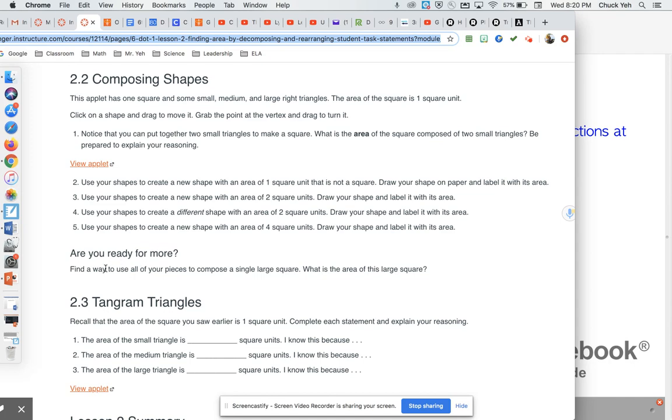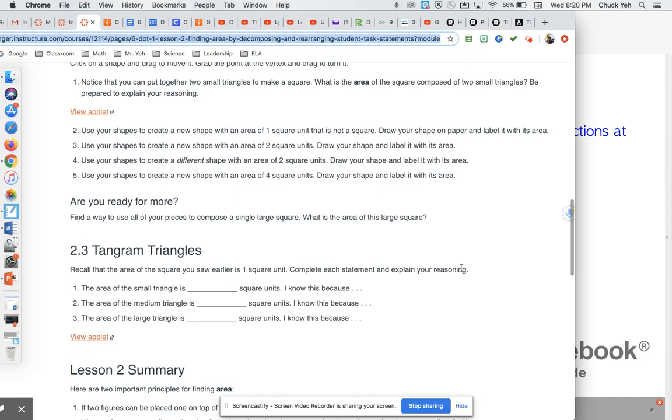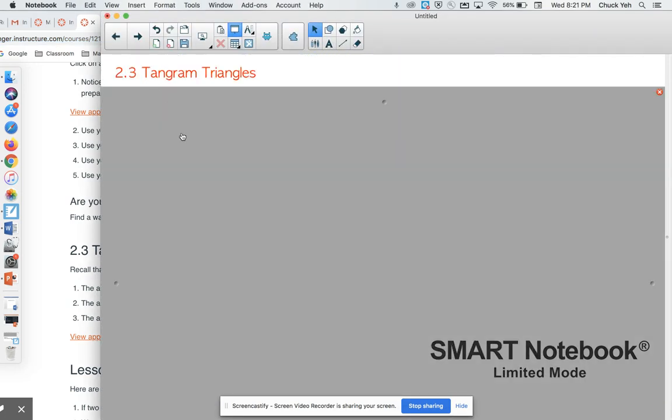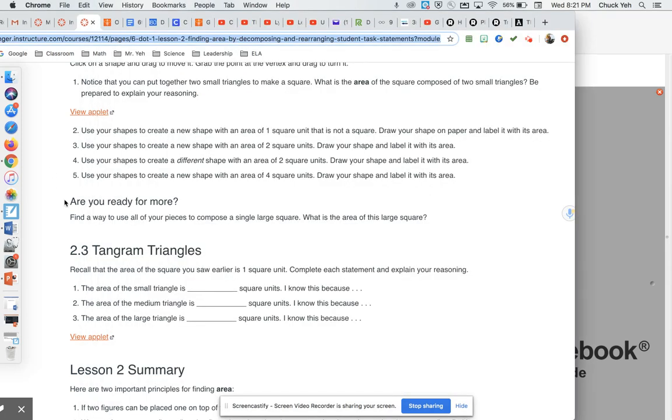I didn't tell you to do the Are you ready for more? All right. So let's do 2.3 tangram triangles. Again, if you have any questions, let me know. Send me a message. All right. So tangram triangles. Recall that the area of the square you saw earlier is 1 square unit. So complete each statement and explain your reasoning.